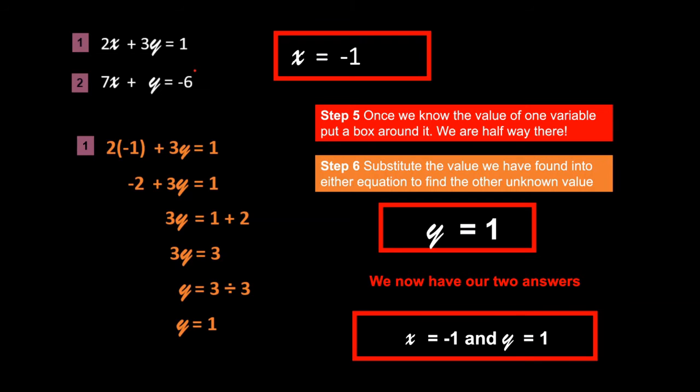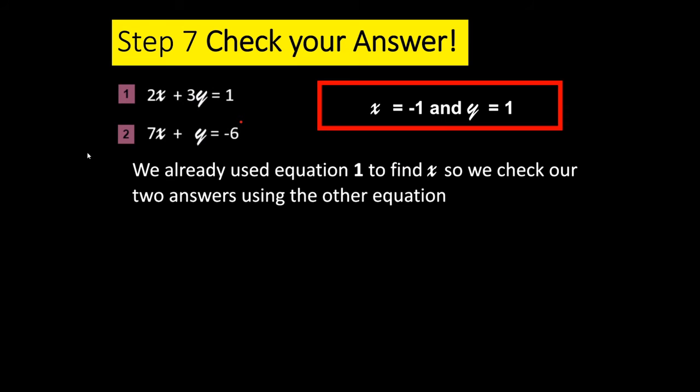However, we still need to check that we've got the correct answers that work for both equations. I just found the value of y using equation 1. So it's a good thing I've labeled that so I know which equations I've used. So I should check if those answers are correct by using equation 2. So equation 2, if x is equal to -1 and y is equal to 1, will 7x plus y be equal to -6? Substitute those values in. 7 times the x value is -1 plus the y value is 1.